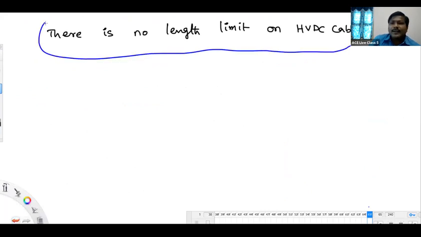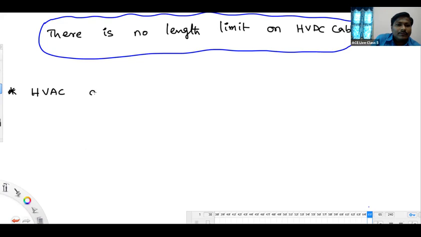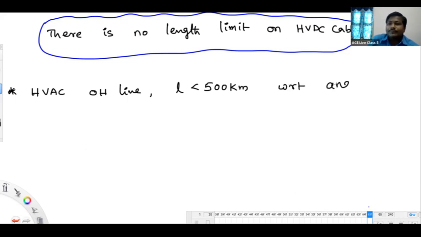What about HVAC overhead line? Anybody? Do you have any length limit on HVAC overhead line? HVAC overhead line length is limited to 500 kilometers with respect to the steady state stability limit of the system. Less than 500 kilometers with respect to angular stability of the system. We have to keep that length limit as 500.